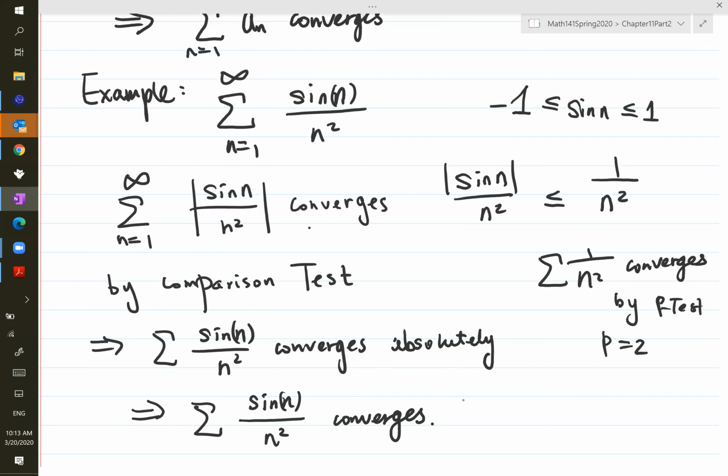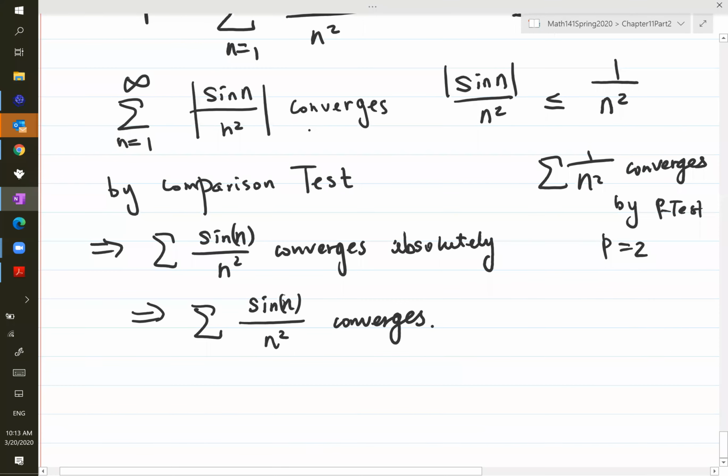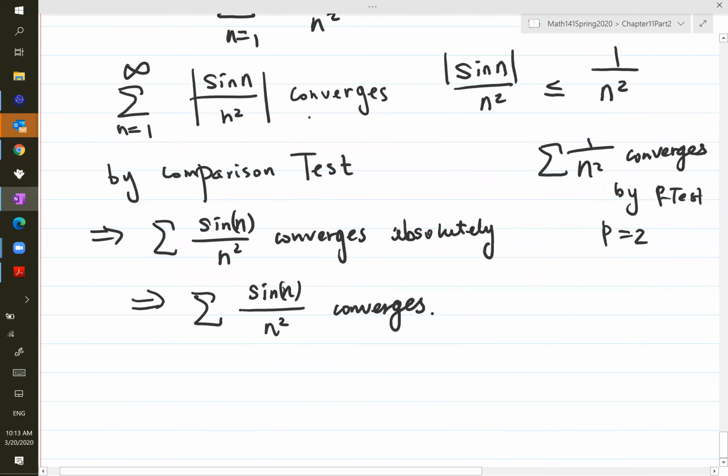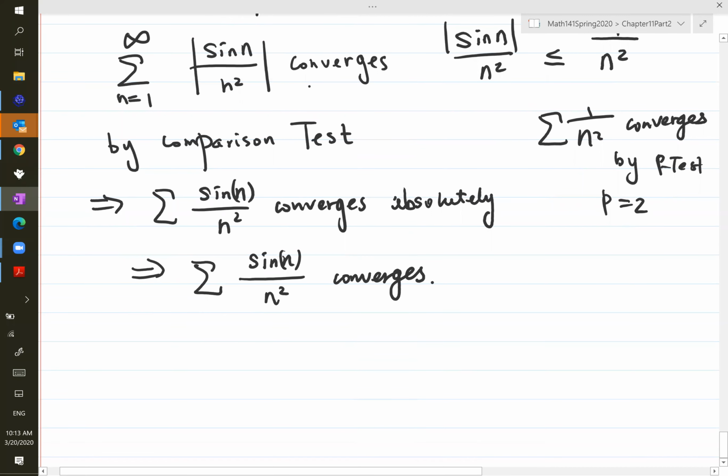Now let's talk about the next thing, which is the ratio and root test. We talk about the ratio test first.